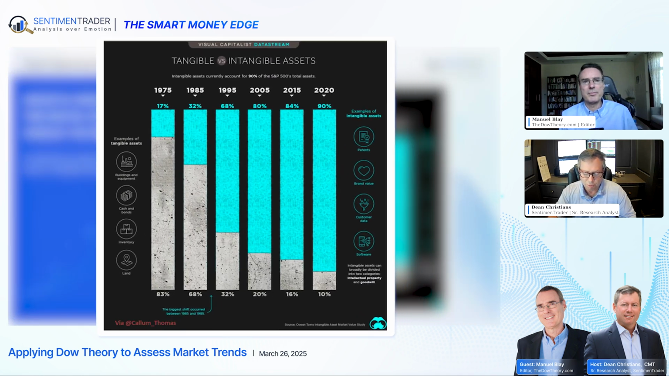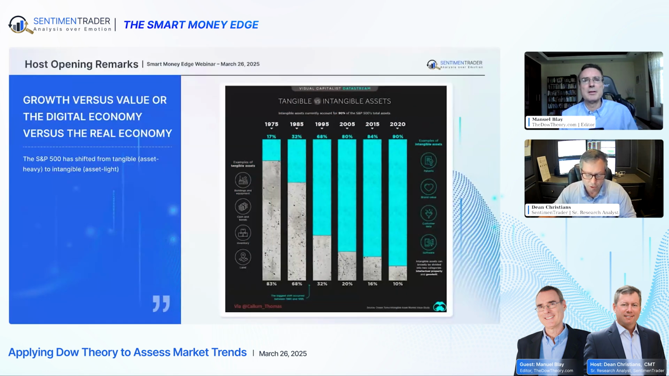The second chart shows the S&P 500 has shifted from tangible, asset-heavy, that would be things like buildings and equipment, inventory, land, to intangible or asset light, which includes items like patents, customer data, and software. As of 2020, those intangible assets as a percentage of market cap represented 90% of the S&P 500's total assets. With this evolution in mind, who better to have on as our first guest speaker than Manuel, given that Dow Theory relies on two real economy industries, industrials and transports, to evaluate the overall market outlook.